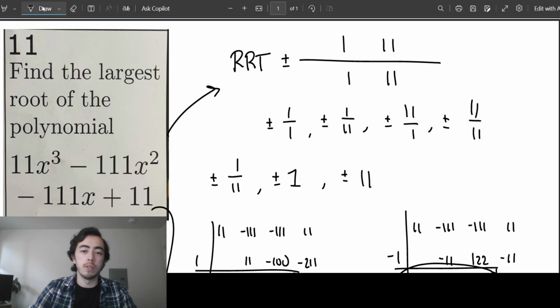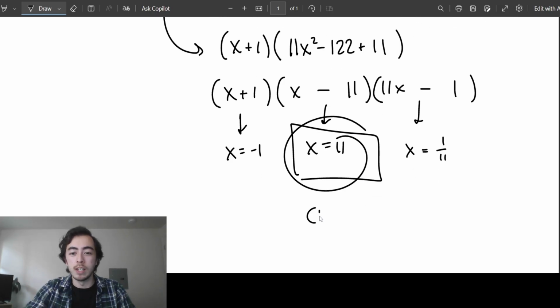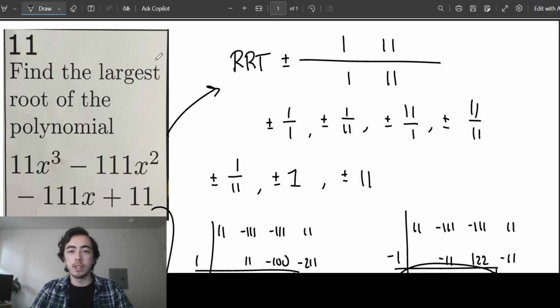And I also could have solved this problem by just graphing it and finding the x-intercept at 11, 0. That would have been probably the easiest solution, but I figured why not? I'll show it more algebraically than graphically.